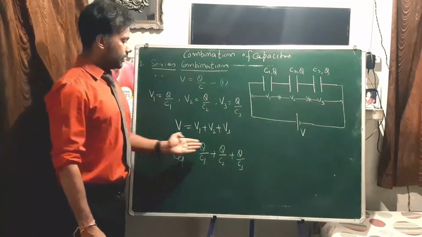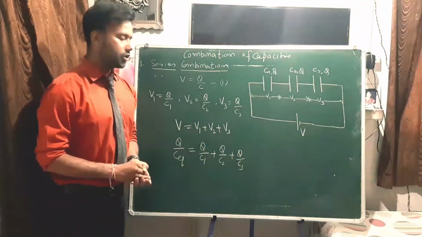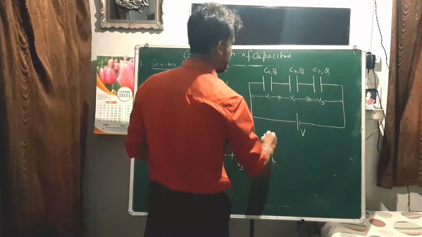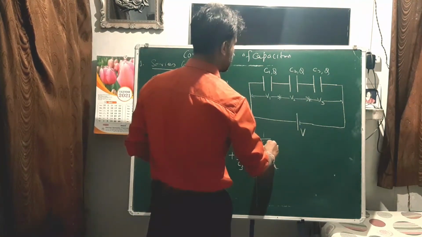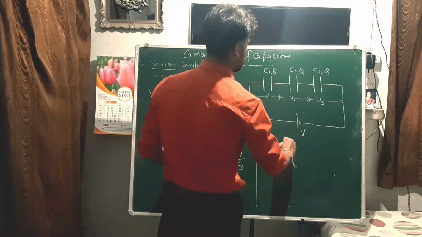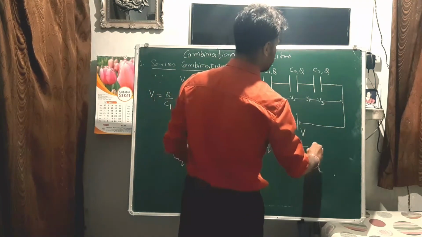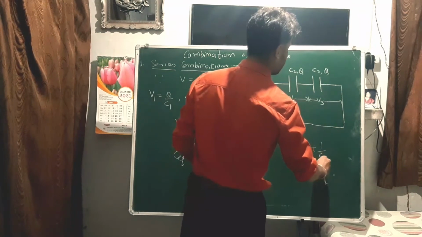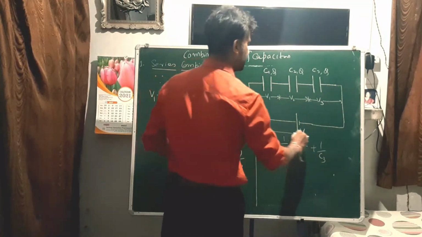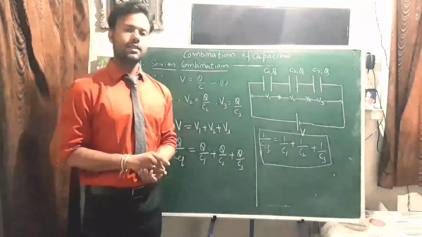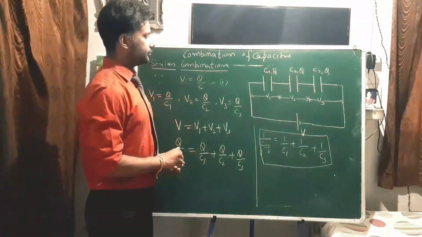We can take Q common from this expression, and we get 1 upon C equivalent equals 1 upon C1 plus 1 upon C2 plus 1 upon C3, and this is the equivalent capacitance in the series circuit, right?